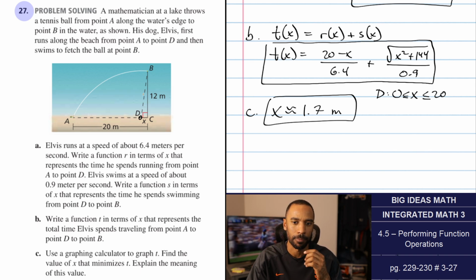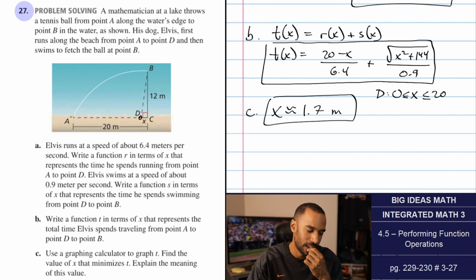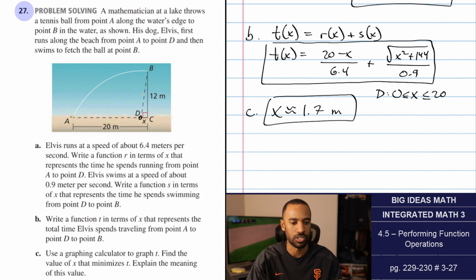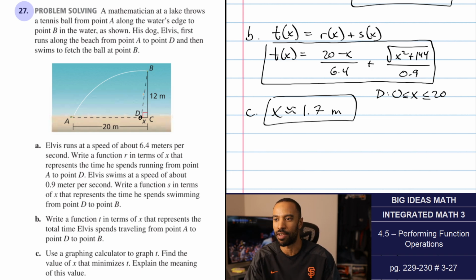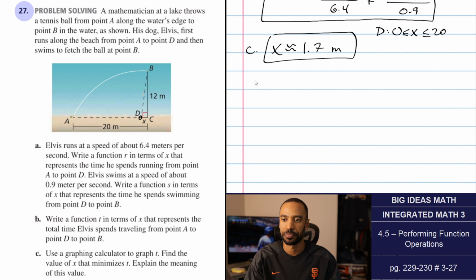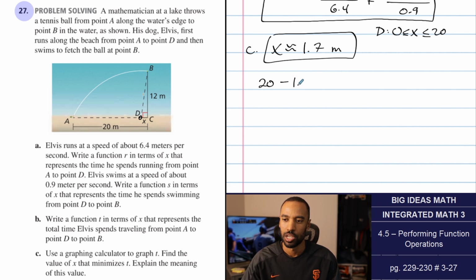Obviously, the calculator did all this stuff for us. Oh, it says explain the meaning of the value. That's what it was. Sorry. Yeah, here, let me say more from this then. 20 minus 1.7 is the distance the dog's going to run on land. So that's going to be 18.3 meters running on land.